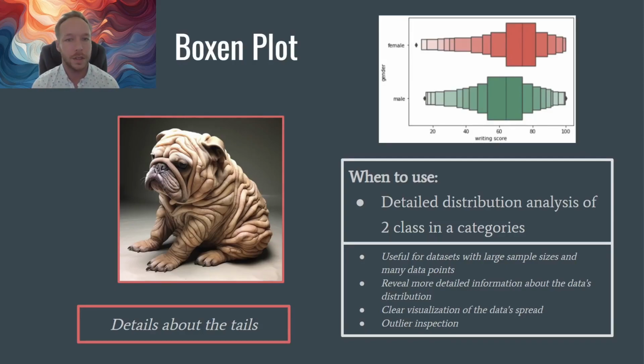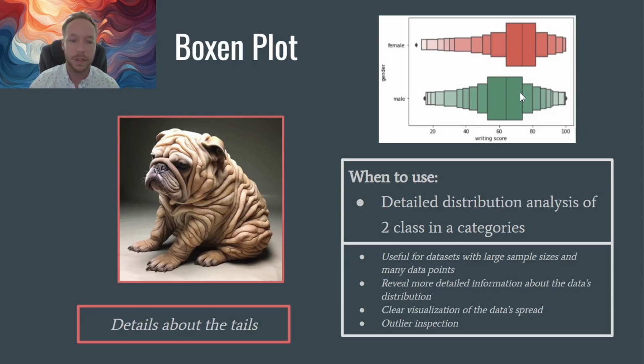Okay, so getting into the Boxenplot. Now this is very much related to the box plot that we're all familiar with. And so the middle box right here is the exact same as the box plot. It's the interquartile range, so 25th to 75th percentile.